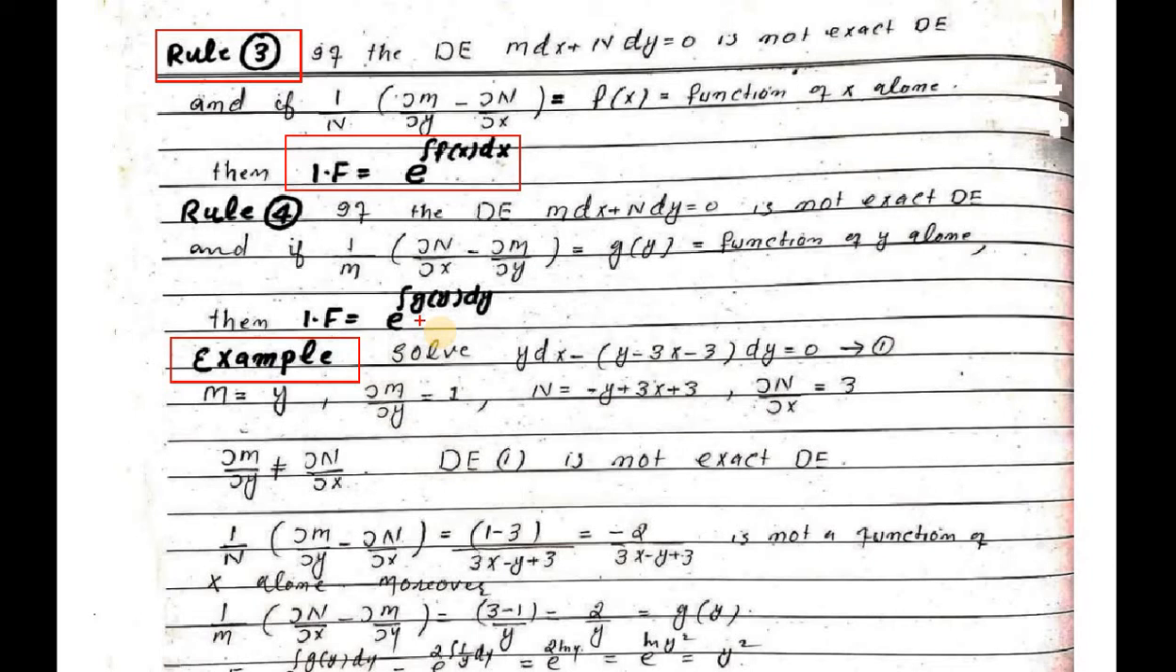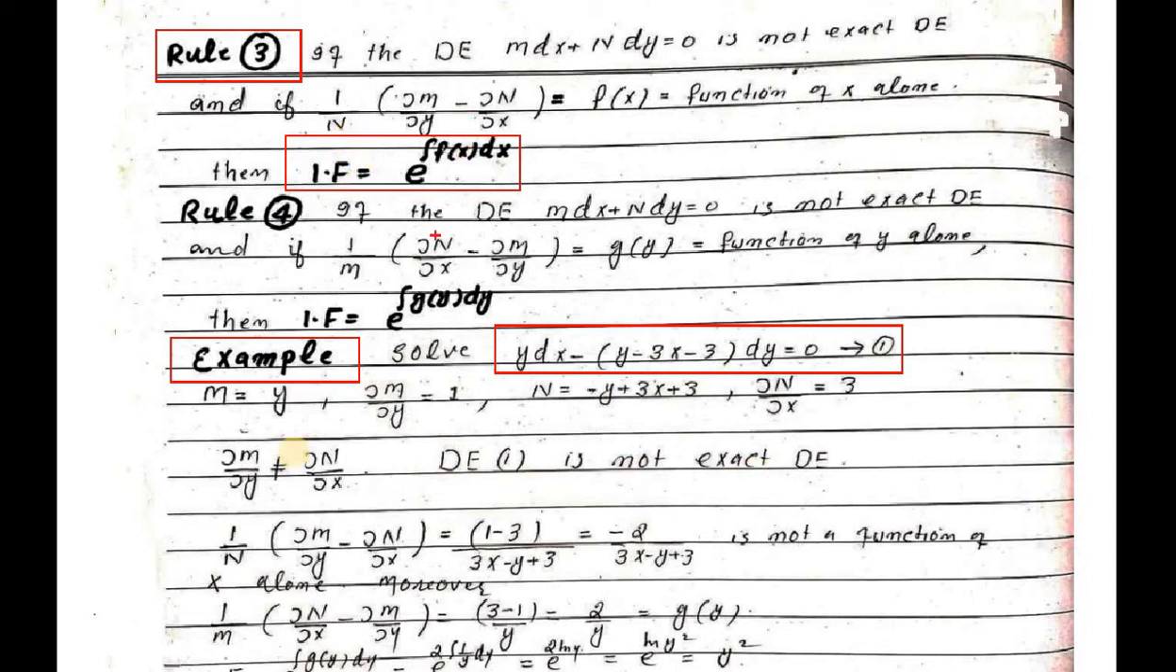Now we have to check the below example, whether we should use rule number 3 or rule number 4. Looking at the example, this is the differential equation given. What is M? M is equal to y. Del M over del y will be equal to 1. Now taking N, this minus will go inside and we will get N is equal to minus y plus 3x plus 3. Del N over del x will be equal to 3. Since both the values are unequal, the differential equation is non-exact. In both the rules the differential equation must be non-exact. An integrating factor is always needed when the differential equation is non-exact. So we checked that the differential equation is non-exact.